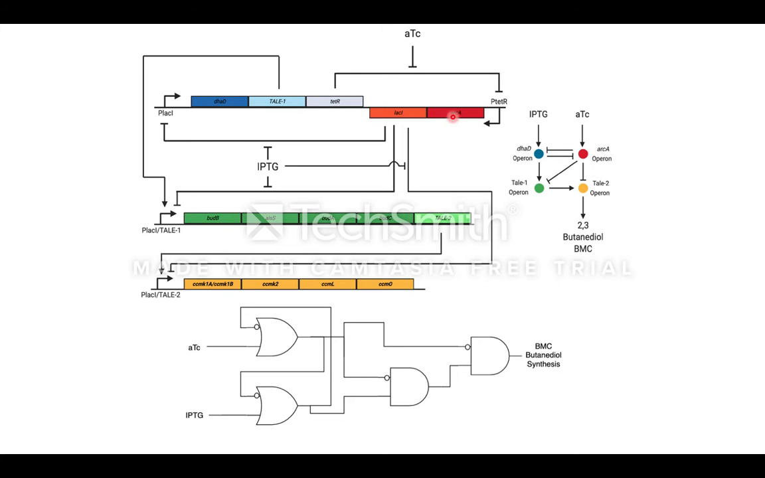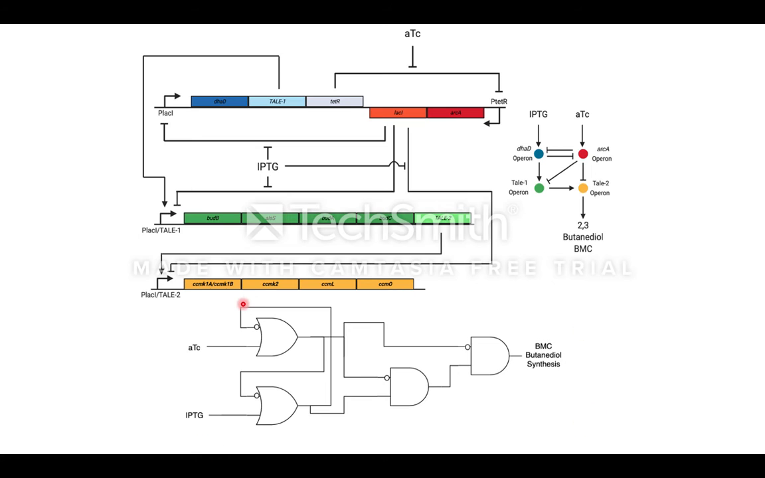So TET-R goes on to repress LAC-I, allowing for these to be expressed, but these also need activators. So tail1 activates the PLAC-I tail1 promoter, and that transcribes the enzymes that need to be packaged within the bacterial microcompartment, as well as a second activator, which activates the actual proteins that make the bacterial microcompartment.